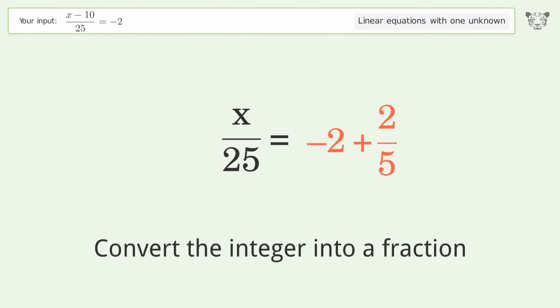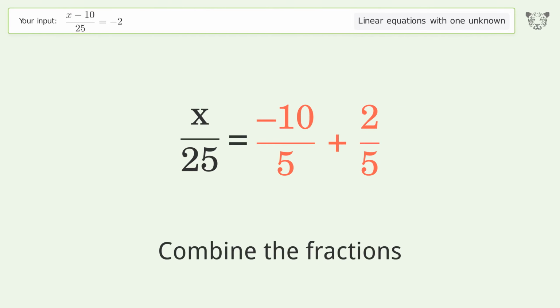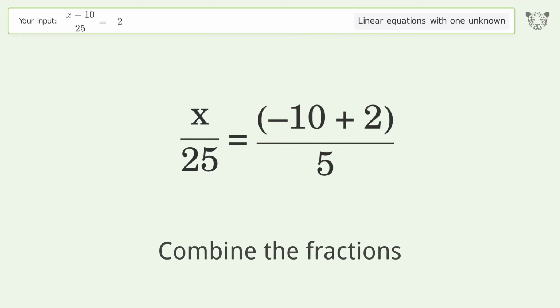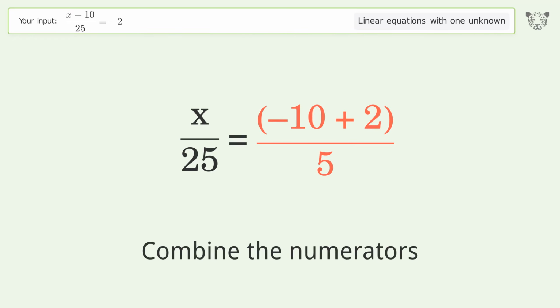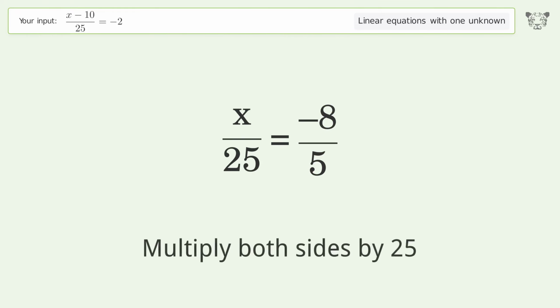Convert the integer into a fraction. Combine the fractions. Combine the numerators. Isolate the x. Multiply both sides by 25.